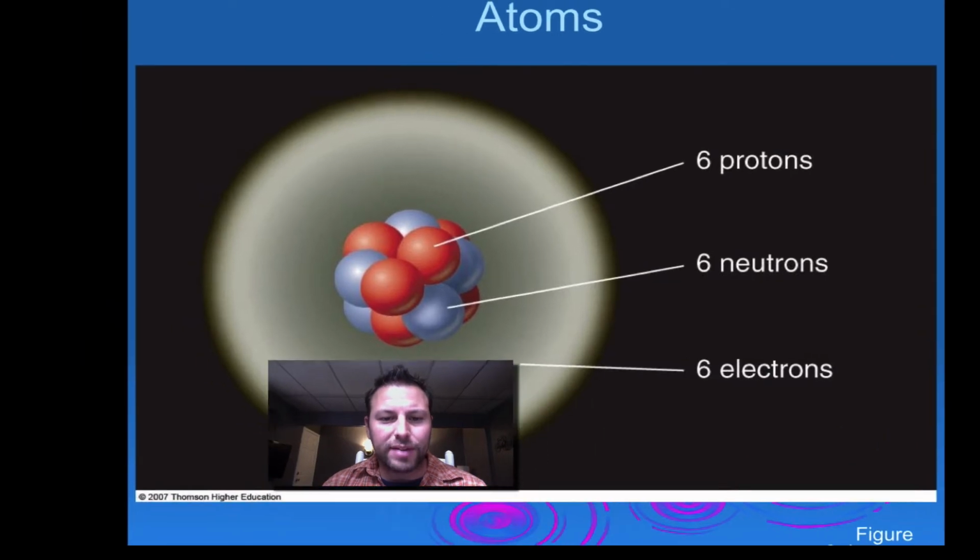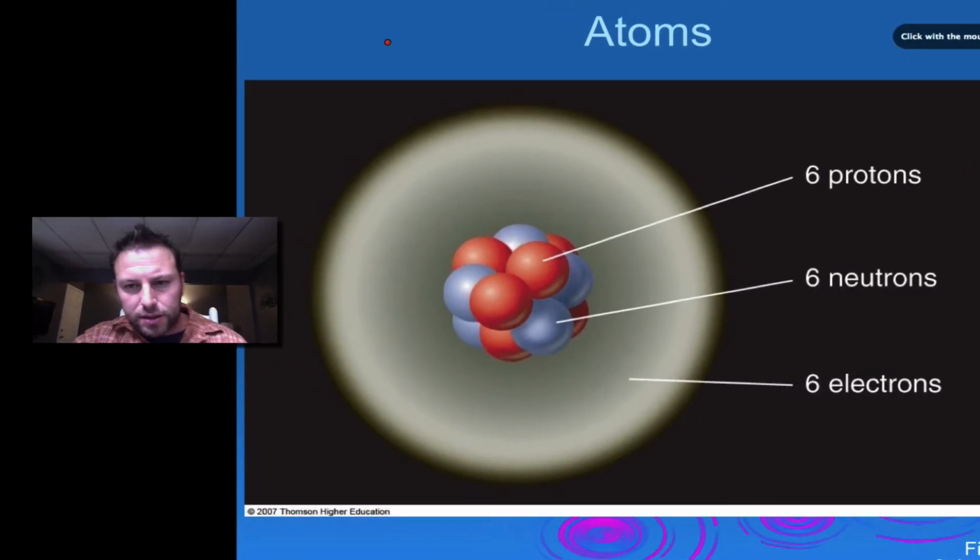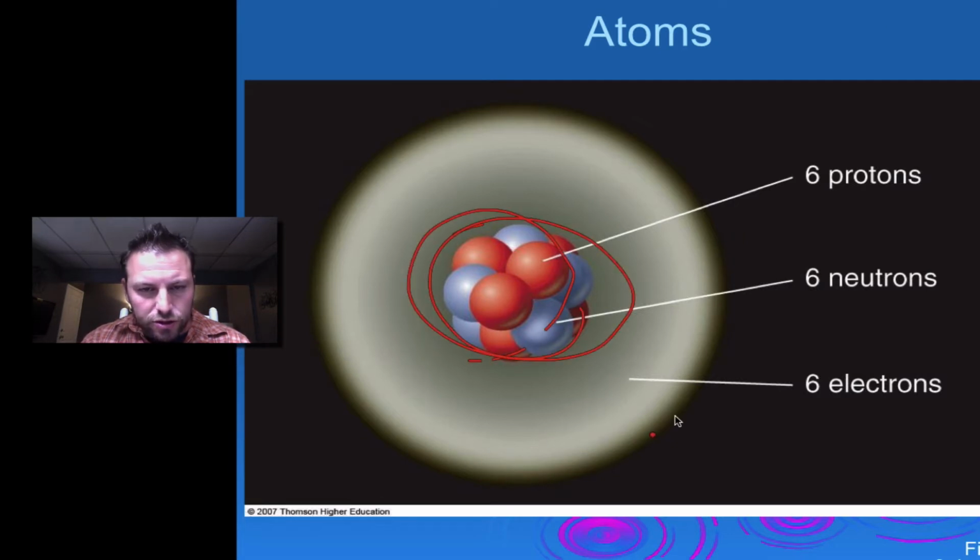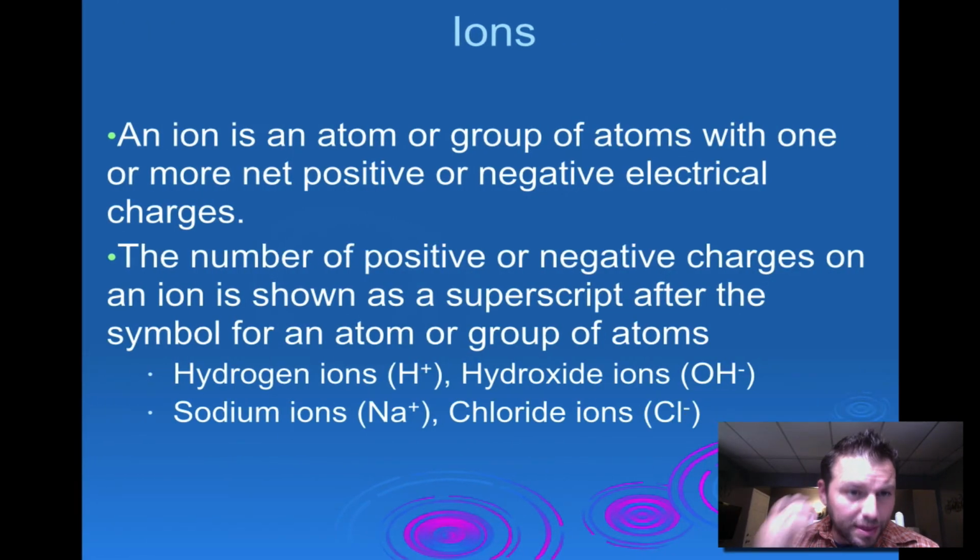Here we have an atom. We can see our protons. Our protons and neutrons make up our nucleus right here, with the electrons orbiting around that nucleus. Then we have ions. An ion is just an atom or a group of atoms with one or more net positive or negative electrical charges, basically based on whether it has more or fewer electrons to balance out the charge of the protons within the nucleus.